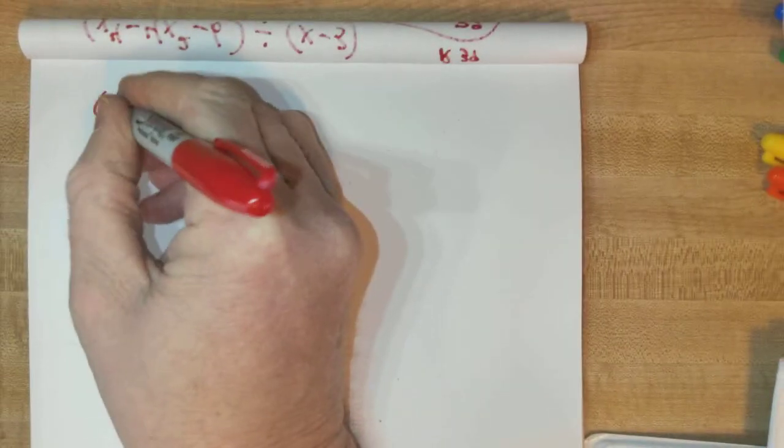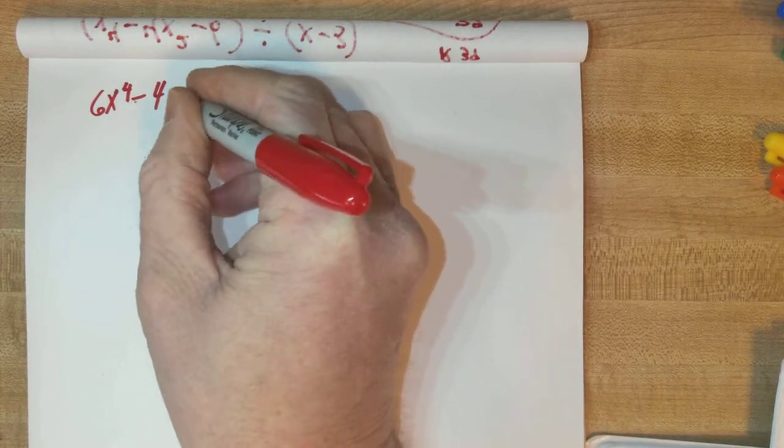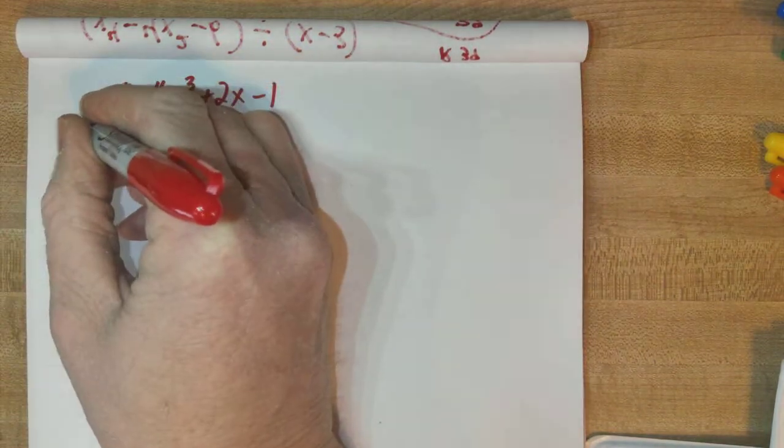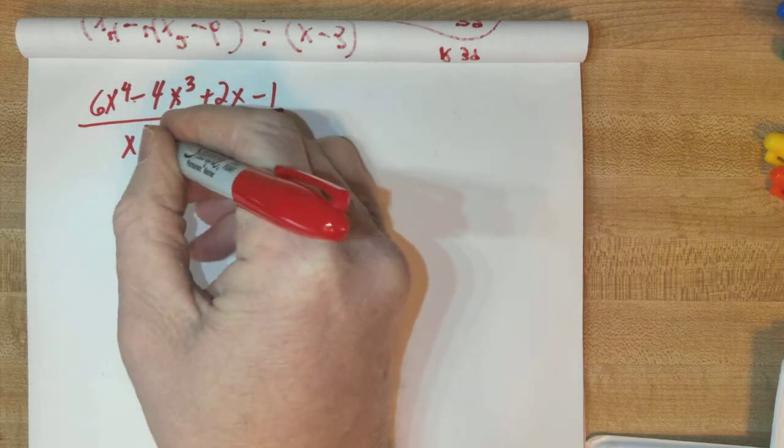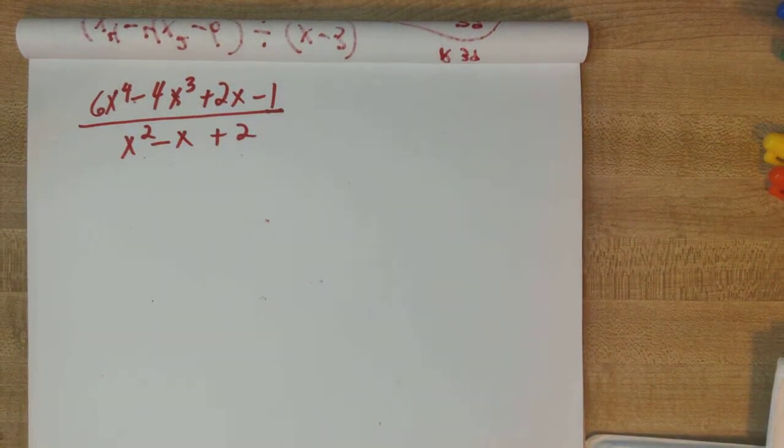Okay, I have one more example I wanted to do with you. And it is 6x to the fourth minus 4x to the third plus 2x minus 1 divided by x squared minus x plus 2. Alright, now that's a little bigger of a divisor than what we had in the others. So let me write my divisor out. X squared minus x plus 2. And then the dividend.